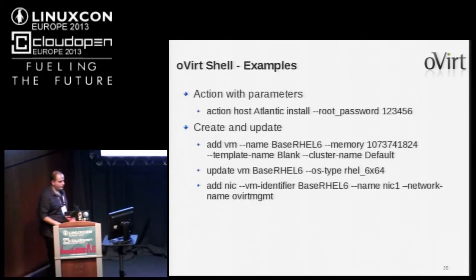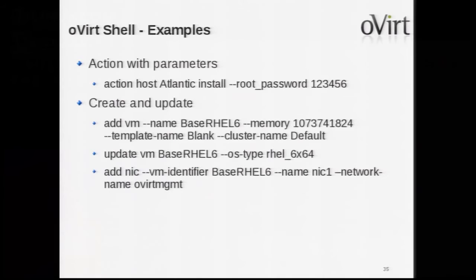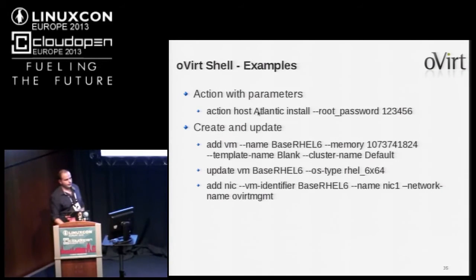I show some help examples. Again, if I would like to install a new host, for example, as you asked, I did action host install and give the root password, which is the only parameter I need to pass. When I use the CLI, it will show me what parameters are available for that operation. If I use the help, I'll also see further details about each parameter. So it's very convenient. Here, we added a new VM based on the blank template, and we put it in the default cluster.